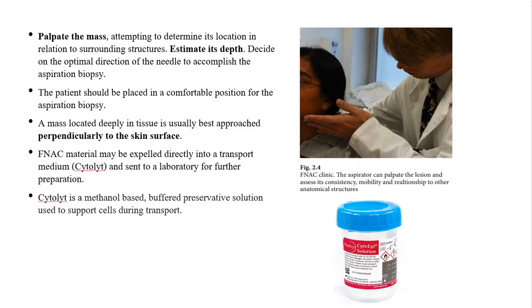First of all, palpate the mass, attempt to determine its location in relation to the surrounding structures, estimate its depth, decide on the optimal direction of the needle to accomplish the aspiration biopsy. The patient should be placed in a comfortable position for the aspiration biopsy procedure. The mass located deeply in tissues is usually best approached perpendicularly to the skin surface.